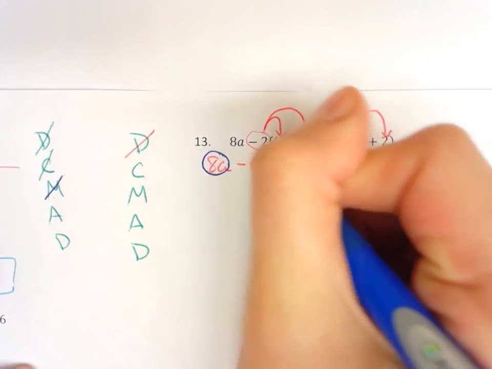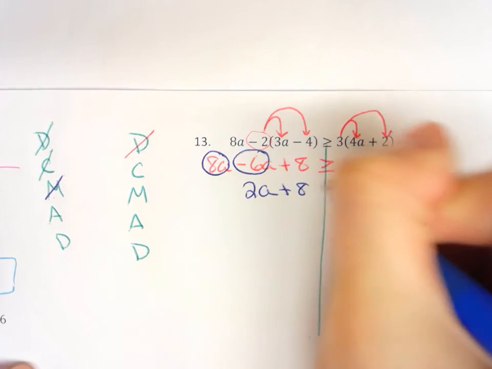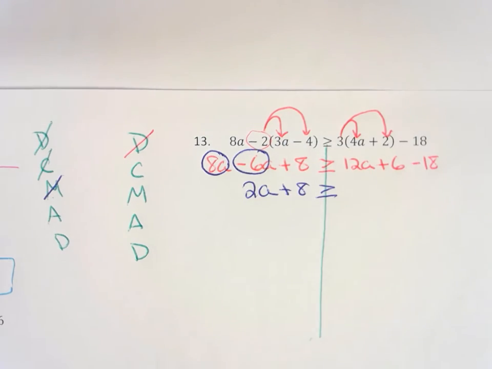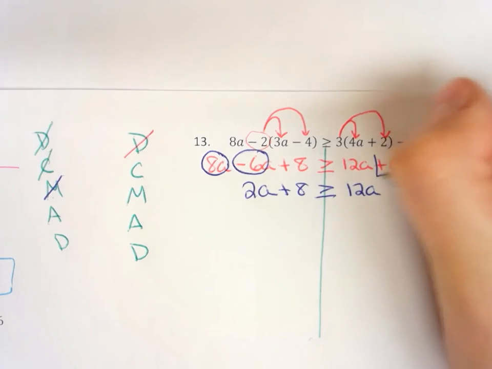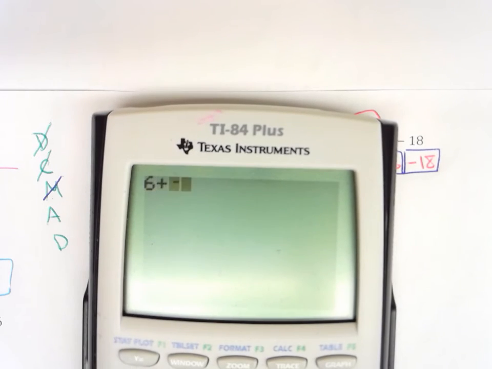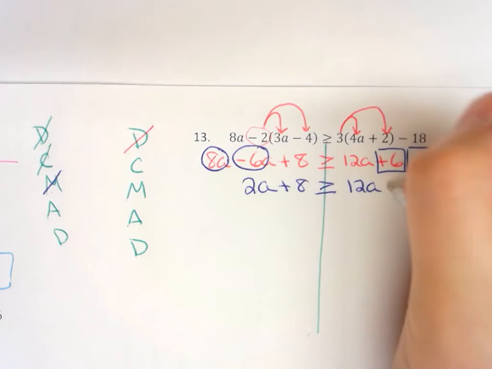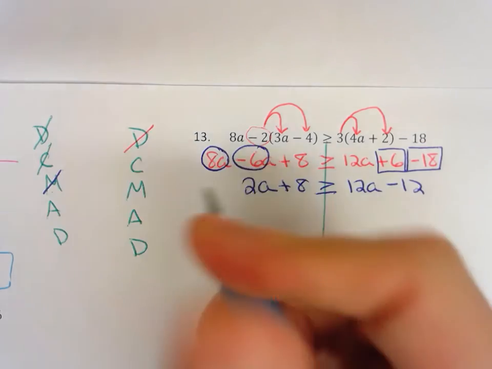So 8a and negative 6a combine together to give us 2a plus 8 is greater than or equal to. And on the other side, I only have one a term, but I do have a couple of constants that can go together. And remember, when you combine like terms, you're adding. So it's 6 plus negative 18, that's negative 12. All right, so that was combine like terms.